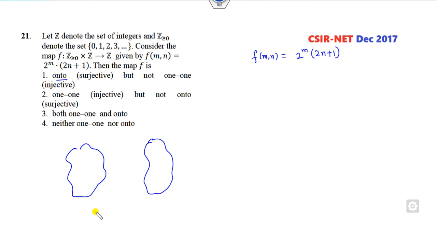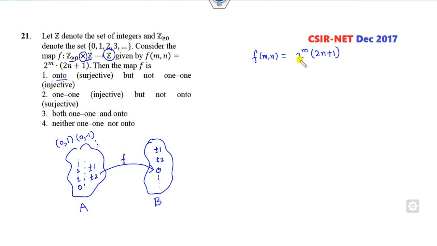If I say there is a mapping from A to B defined by f, then each element of A has its image in B, and the same holds for onto. Look at this: Z positive consists of the elements 0, 1, 2 and so on, and Z is 0, plus minus 1, plus minus 2 and so on. This is the Cartesian product, which means pairs like (0, 1), (0, minus 1) and so on.